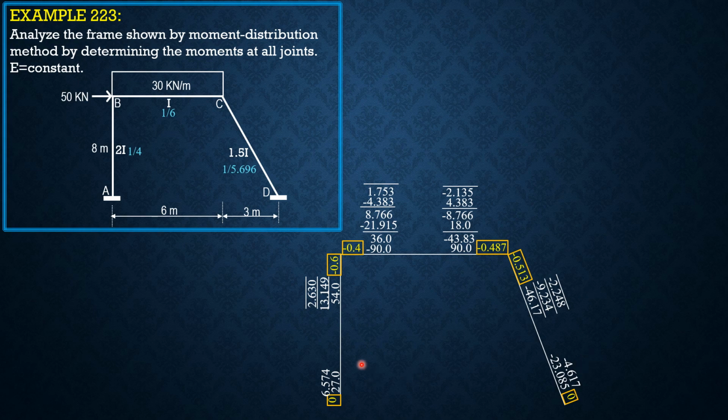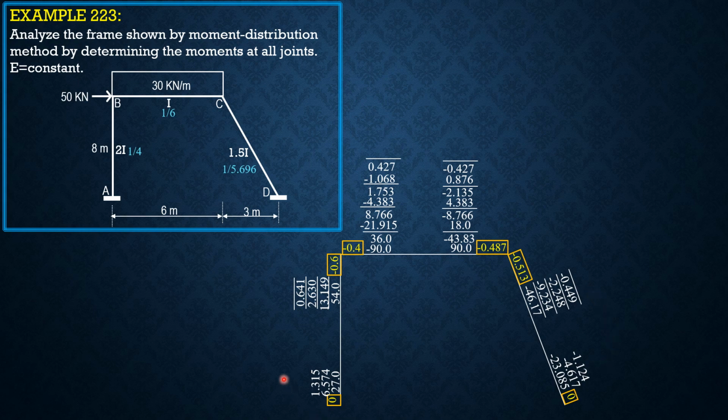Then 0, 0, carry over. So 0 here, half of 2.63, 1.315, half of negative 2.135, negative 1.068, half of 1.753, 0.876. 0 here, then half of negative 2.248, negative 1.124. Negative 1.068 times negative 0.4, negative 1.068 times negative 0.6. 0.876 times negative 0.487, then 0.876 times negative 0.513.